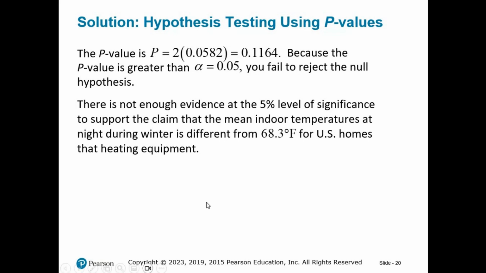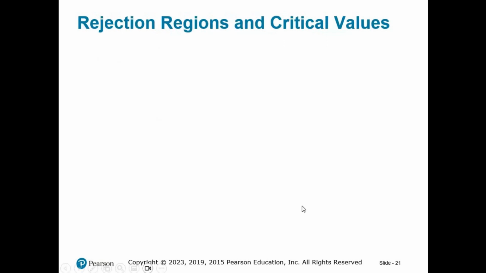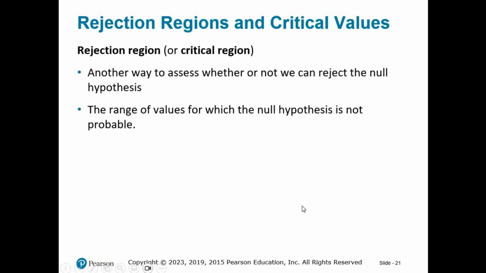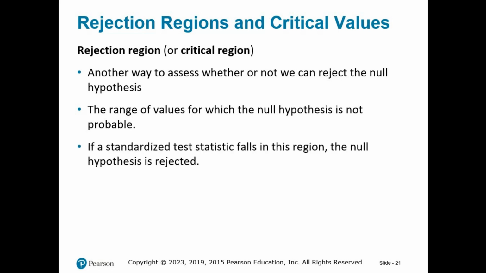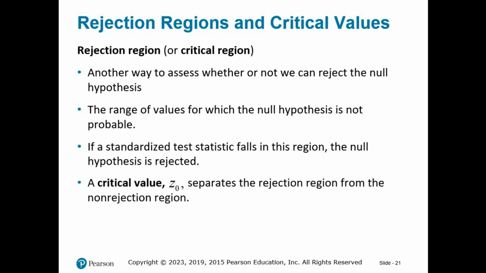Okay, now the p-value is not the only way to test whether or not we should reject the null hypothesis. There is, in fact, another way to do this. Another way to assess whether or not we can reject the null hypothesis is to determine the rejection regions of the sampling distribution, also known as the critical region. This is the range of values for which the null hypothesis is not probable. If the standardized test statistic falls within that region, the null hypothesis is rejected. A critical value, z0, separates the rejection region from the non-rejection region.